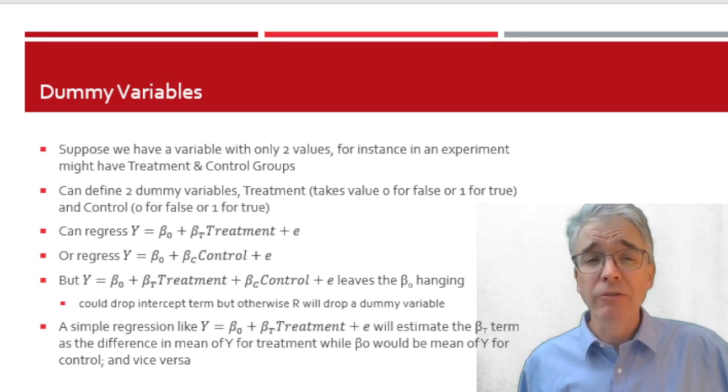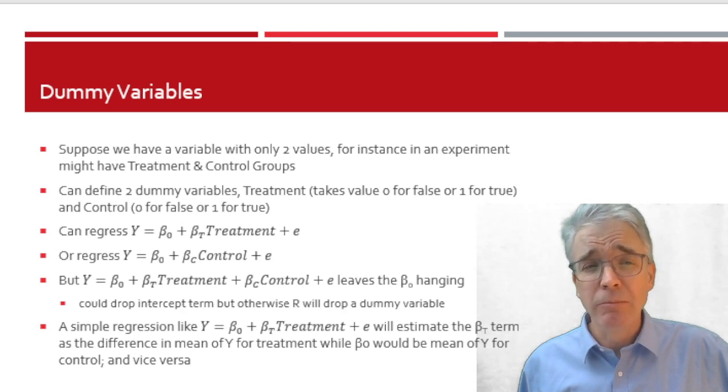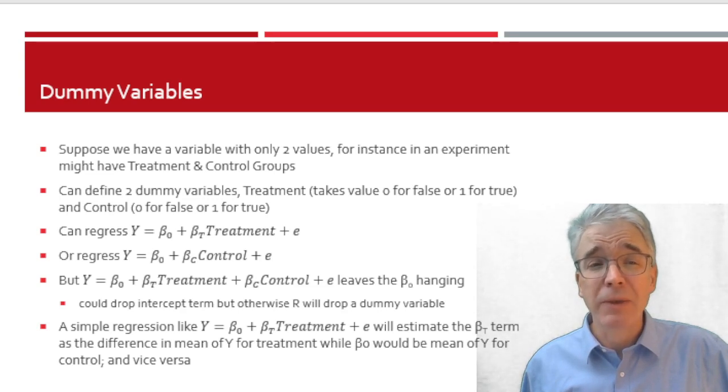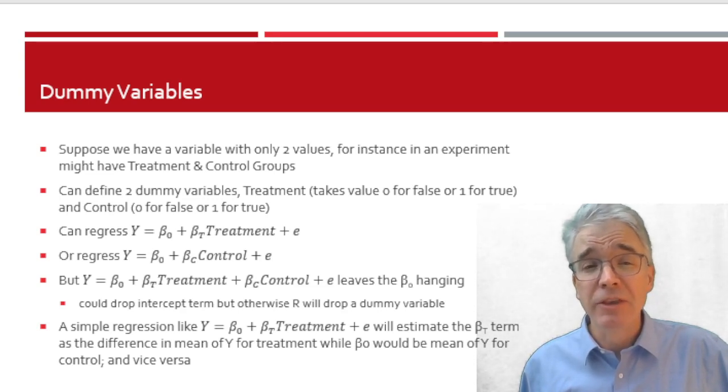We could regress y equals beta naught plus beta t treatment plus some error, or y equals beta naught plus beta c control plus some error. But if I create a regression y is beta naught plus beta t treatment plus beta c control, then beta naught is left hanging, undefined.